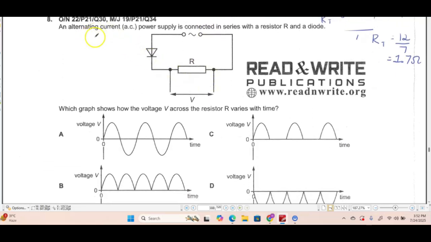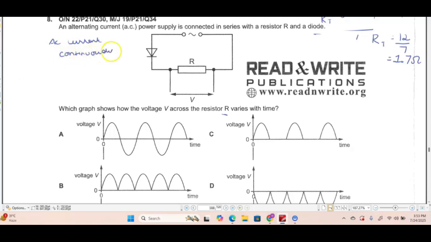Question number 8. An alternating current power supply is connected in series with a resistor R and a diode. Which graph shows how the voltage V across the resistor R varies with time? Okay, now you know that in an AC circuit, anything that has an AC power supply, the current is continuously changing directions.